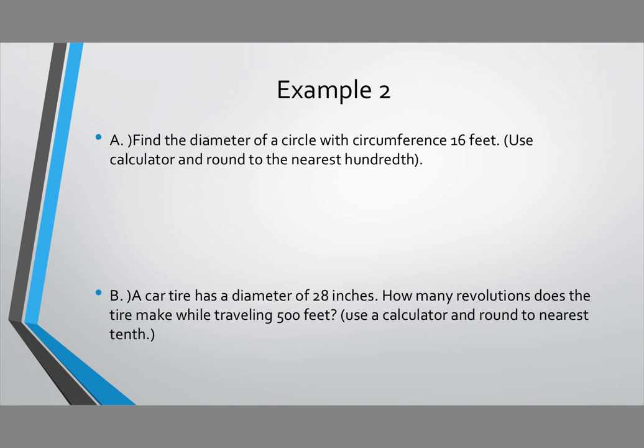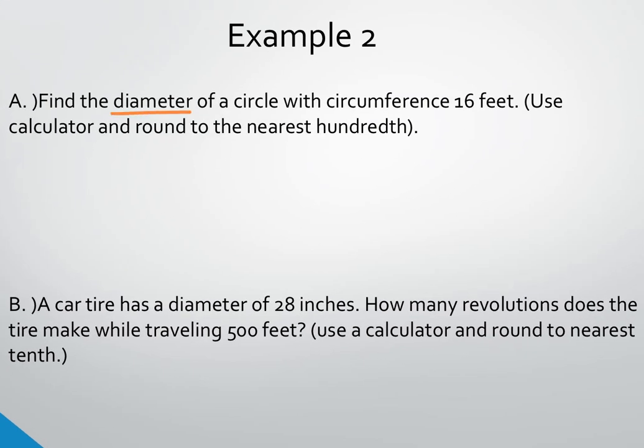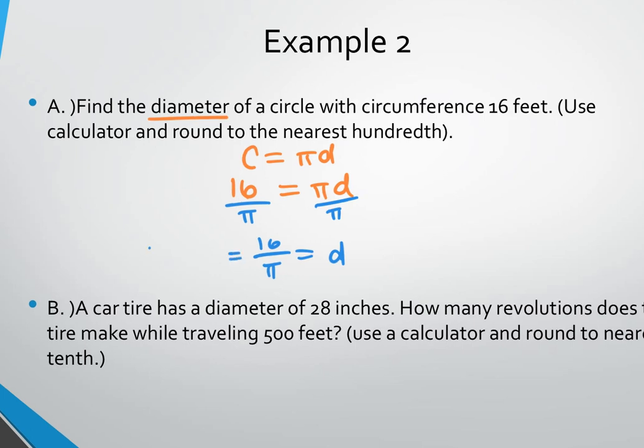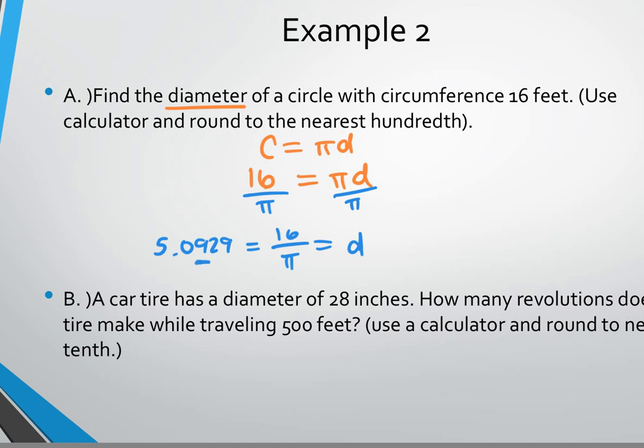All right. Example 2 says find the diameter of a circle with circumference 16 feet, use the calculator and round to the nearest hundredth. This time we're looking for diameter, so I'm going to use C equals pi times D. Circumference is just 16, not 16 pi. To find D, I divide both sides by pi, and I use the calculator to take 16 and divide it by pi, and round to the nearest hundredth. How many decimal places is that? Nearest hundredth is 2. Good. So the diameter is 5.09, and it's in feet.